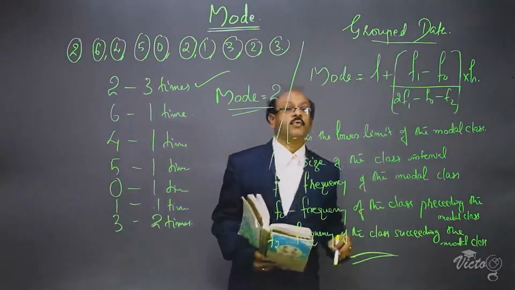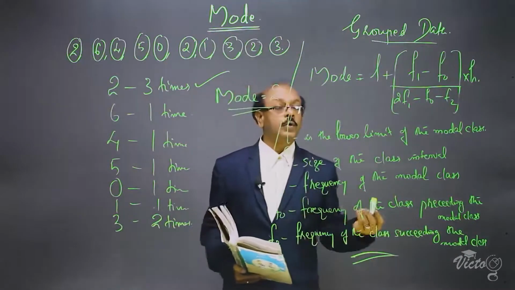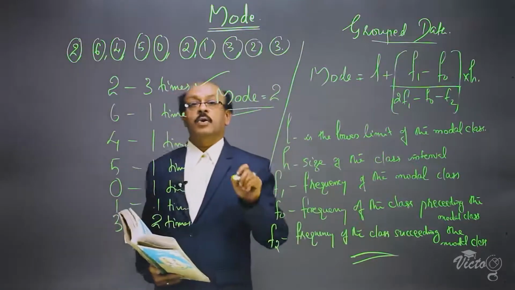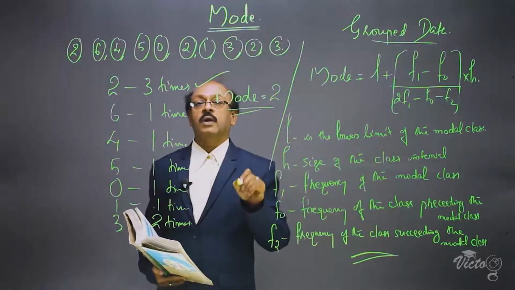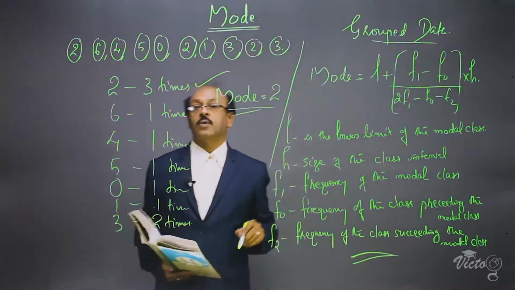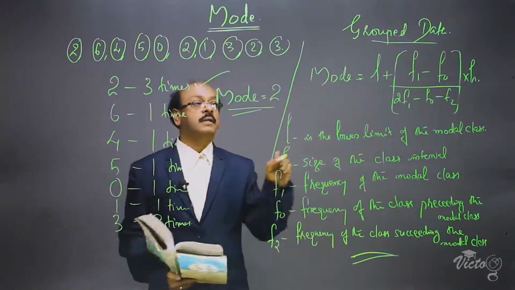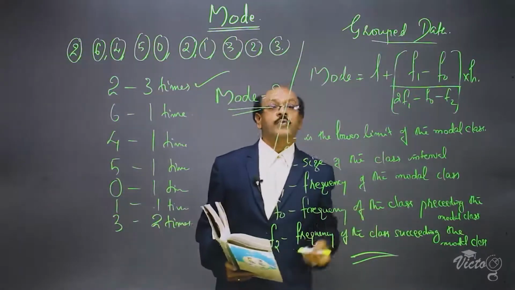This is the formula for finding the mode of a grouped data. Here, this is the mode of an ungrouped data. The mode means the most frequently occurring observation, or data, is called the mode of an ungrouped data. And here is the formula for finding the mode of a grouped data.